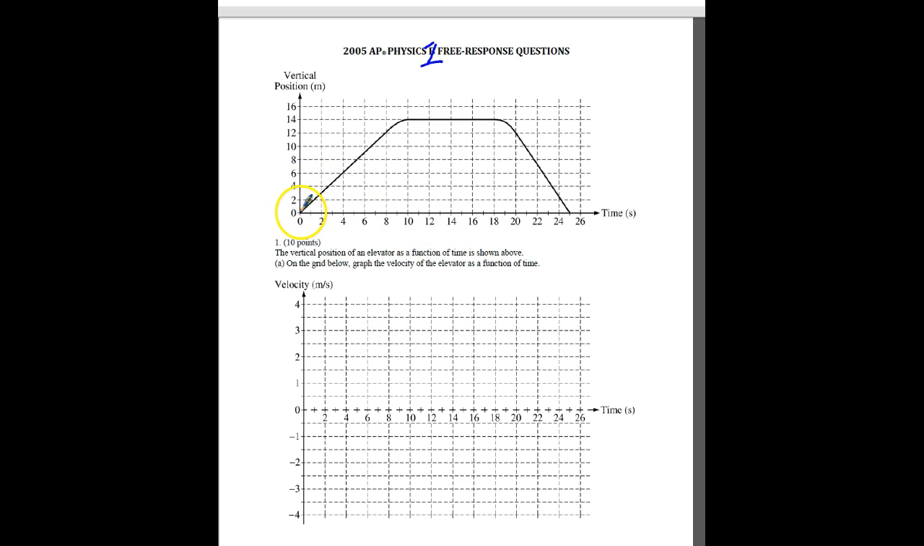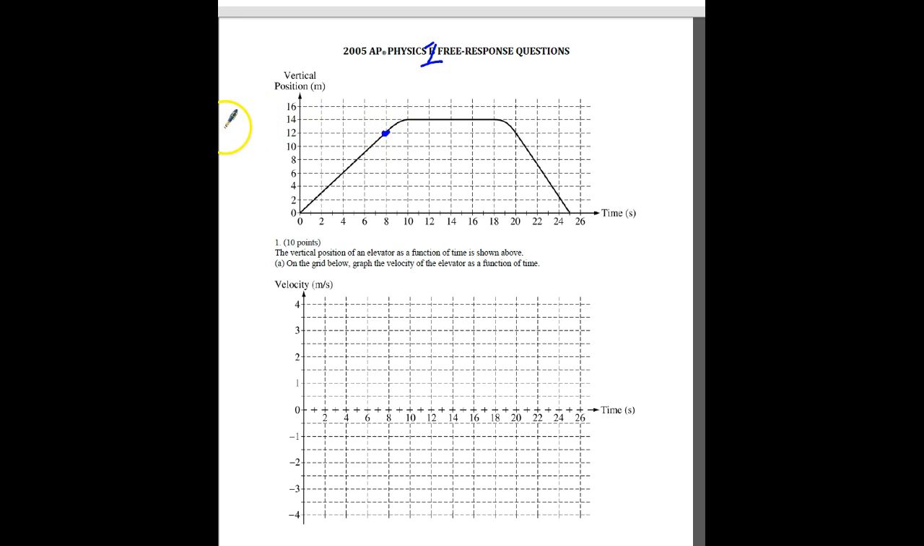Notice that it moves up about 14 meters, stays there for a while, and then comes back down. So they want us to figure out from the position versus time graph, what is the velocity versus time? From 0 all the way up to about 8, it looks like we have a pretty constant velocity. So let's figure out what that constant velocity is.